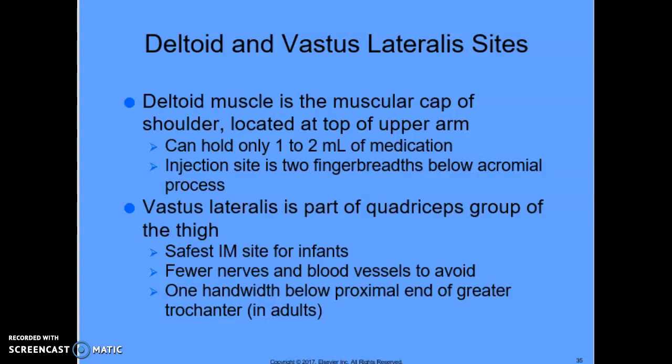So for a deltoid injection, the patient must be seated or lying down. So it's important that you make sure that they are either seated or lying down when you give it. Any site selected for infants and children involves greater risk of error because the muscles are smaller than the muscles of adults, right? So we have a smaller area to work with.